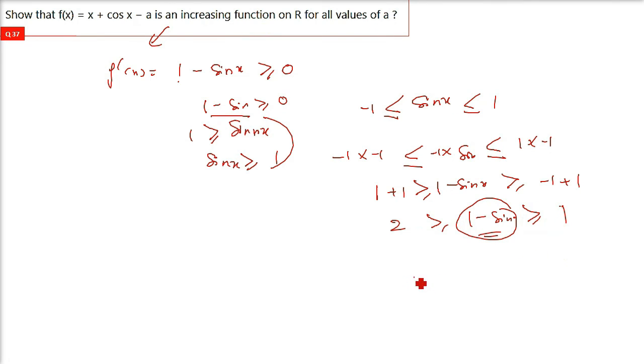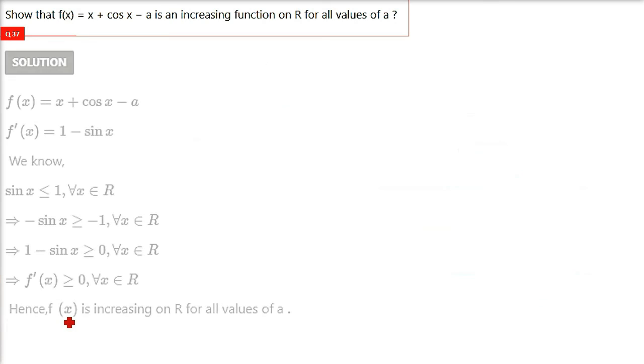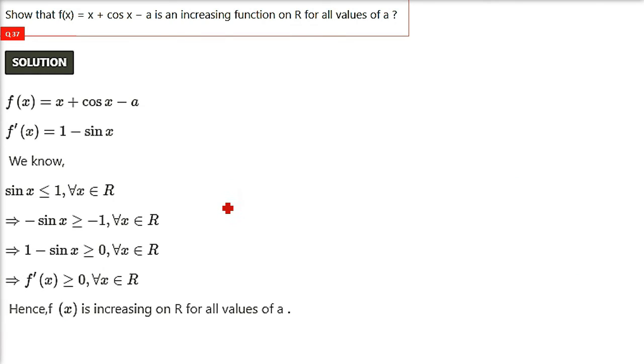I showed you: first I tried a different approach, then I told you no, we should go to this approach. So 1 - sin x is between 1 and 2, so f'(x) is greater than or equal to 0, because 1 is greater than 0 and 2 is greater than 0. So this is how we are going to write it. We have different ways we can write. It can be straightforward, or it can have all the symbols, and symbols are much appreciated in mathematics.